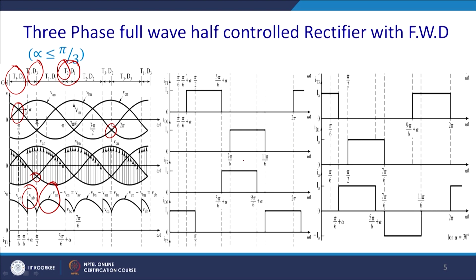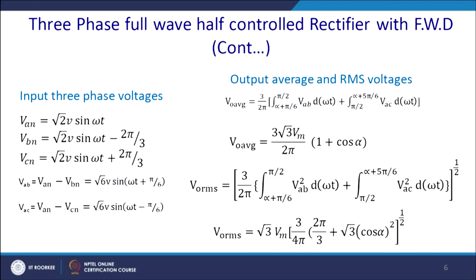So, similarly D2 will conduct for the time 7 pi/6 to 11 pi/6 and so on, and effectively you will see that the in-phase current IA will conduct from pi/6 plus alpha to 5 pi/6 plus alpha. Similarly, again it will conduct from 7 pi/6 plus alpha to 11 pi/6 plus alpha and so on. Now, we have done the case of alpha more than 60 degree, we also require to do alpha equal to and less than 60 degree.